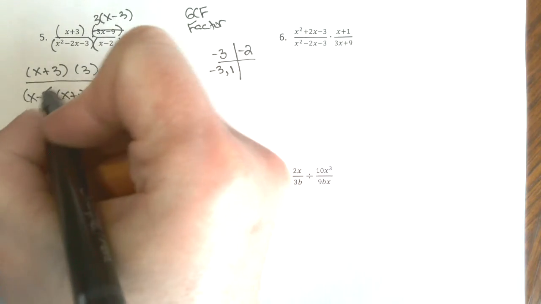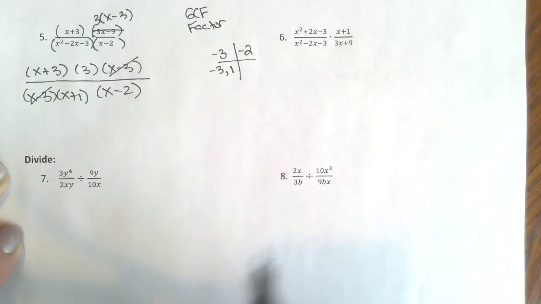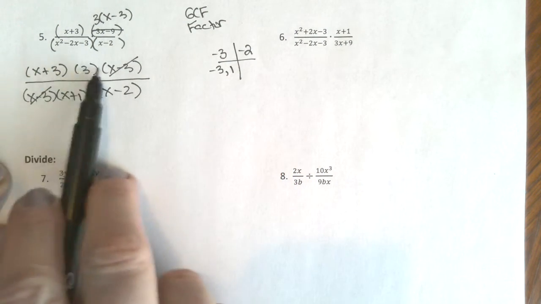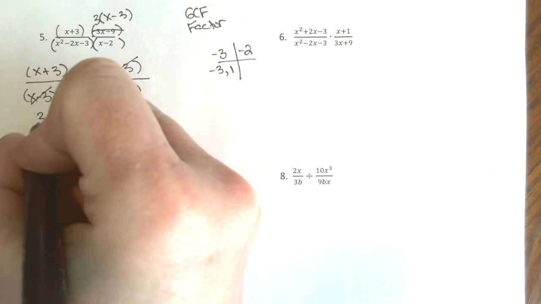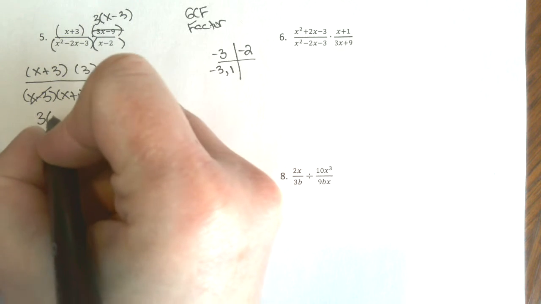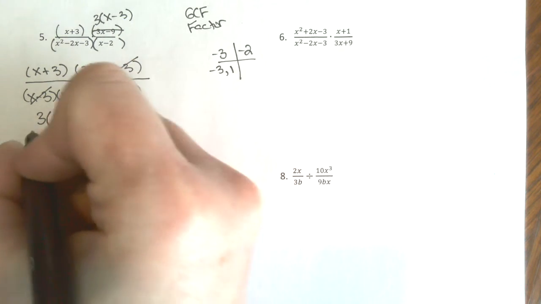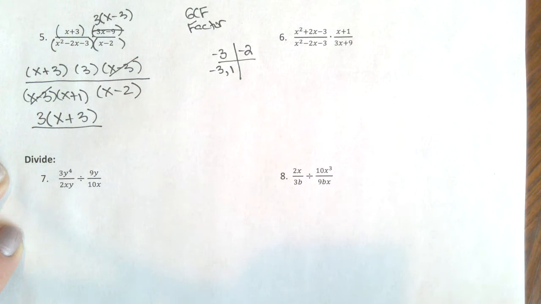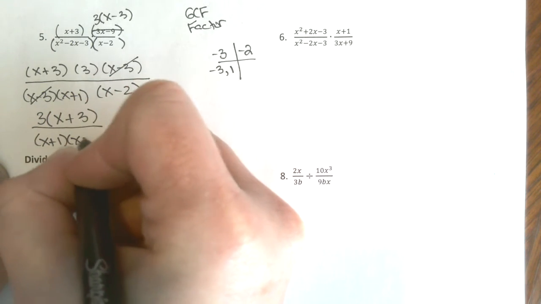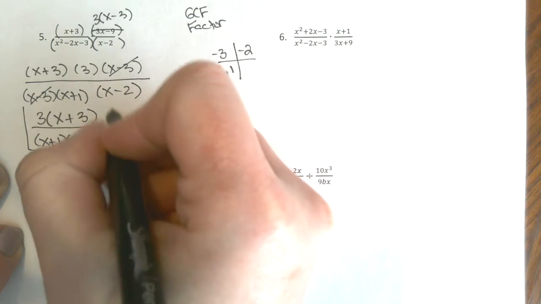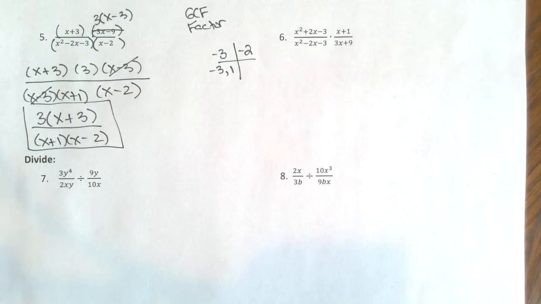The x minus 3's, those are common factors that cancel each other out, and then I don't have anything else. So when I rewrite this, I would have 3 times x plus 3 in the numerator, and x plus 1, x minus 2 left in the denominator.